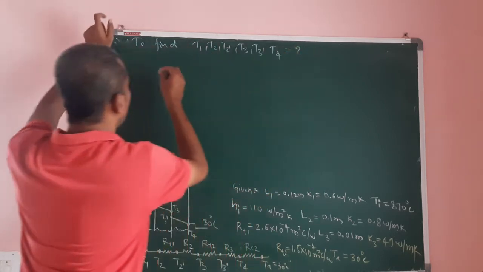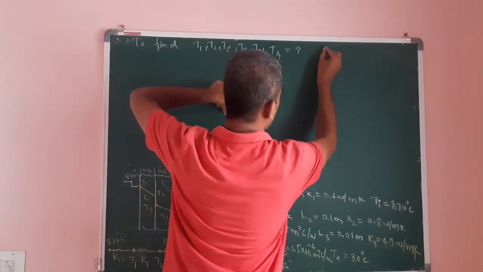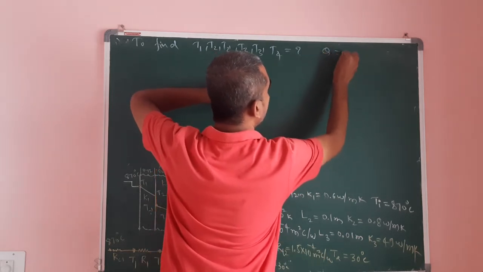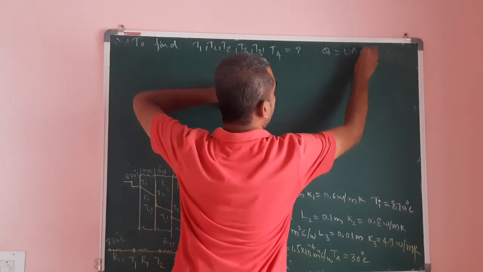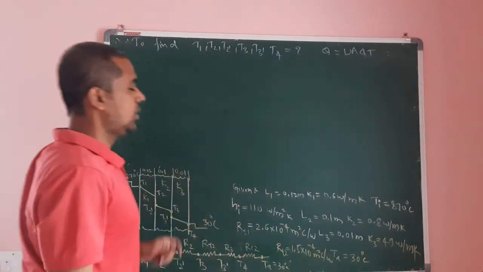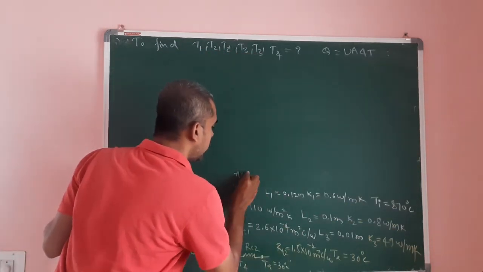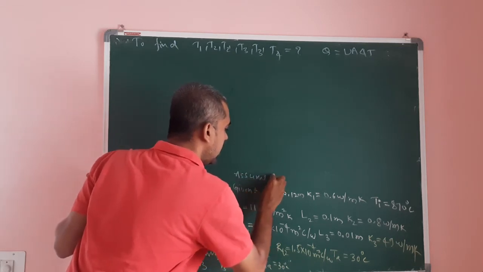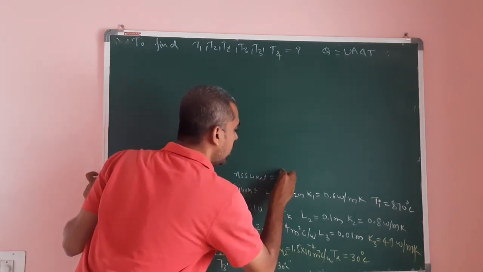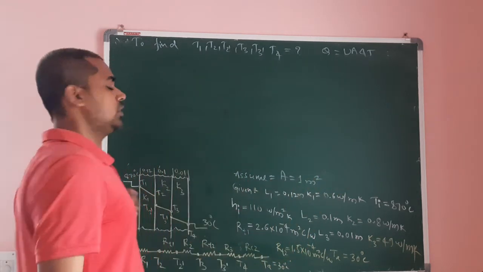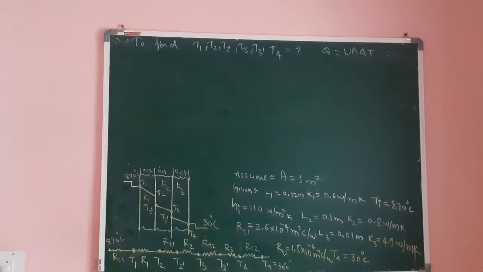We also have to calculate the overall heat transfer coefficient U. We know Q is equal to UA into delta T. The area A they have not given, therefore we will assume area A equal to 1 square meter. We have to assume this, then only we can calculate the value.